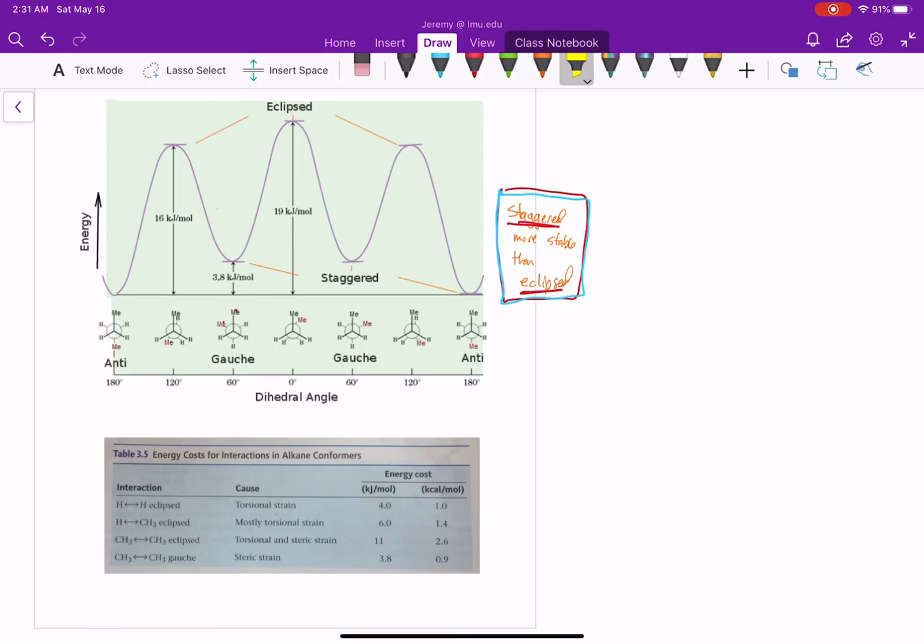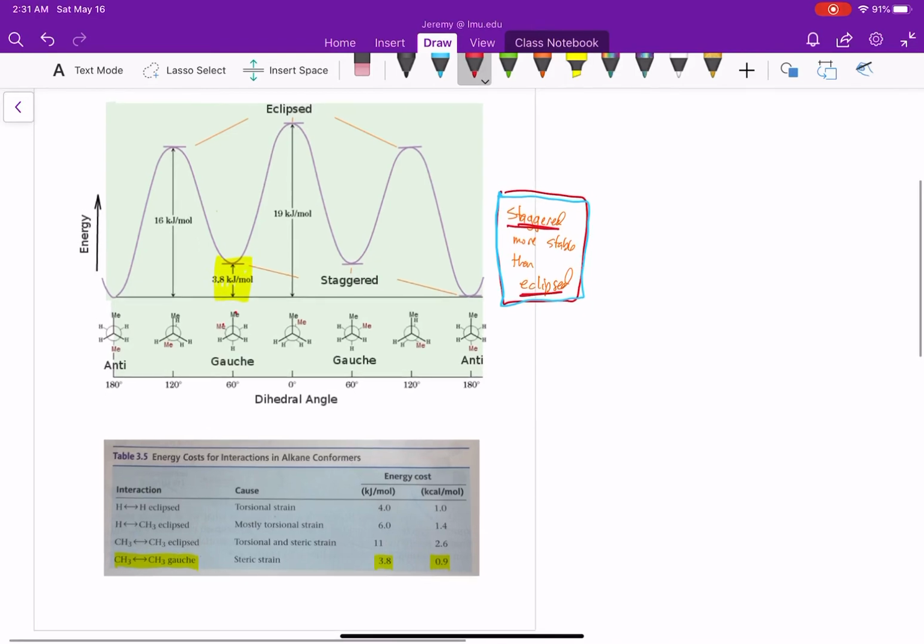Okay, so the first thing we'll talk about is a methyl-methyl gauche interaction. It turns out that costs you 3.8 kilojoules per mole, or 0.9 kcal per mole. So in this graph, we're looking at kilojoules per mole. You can see this energy difference here from that gauche interaction is 3.8 kilojoules per mole because these two methyls are bumping into each other. So that's why the anti is more stable than the gauche by 3.8 kilojoules per mole.